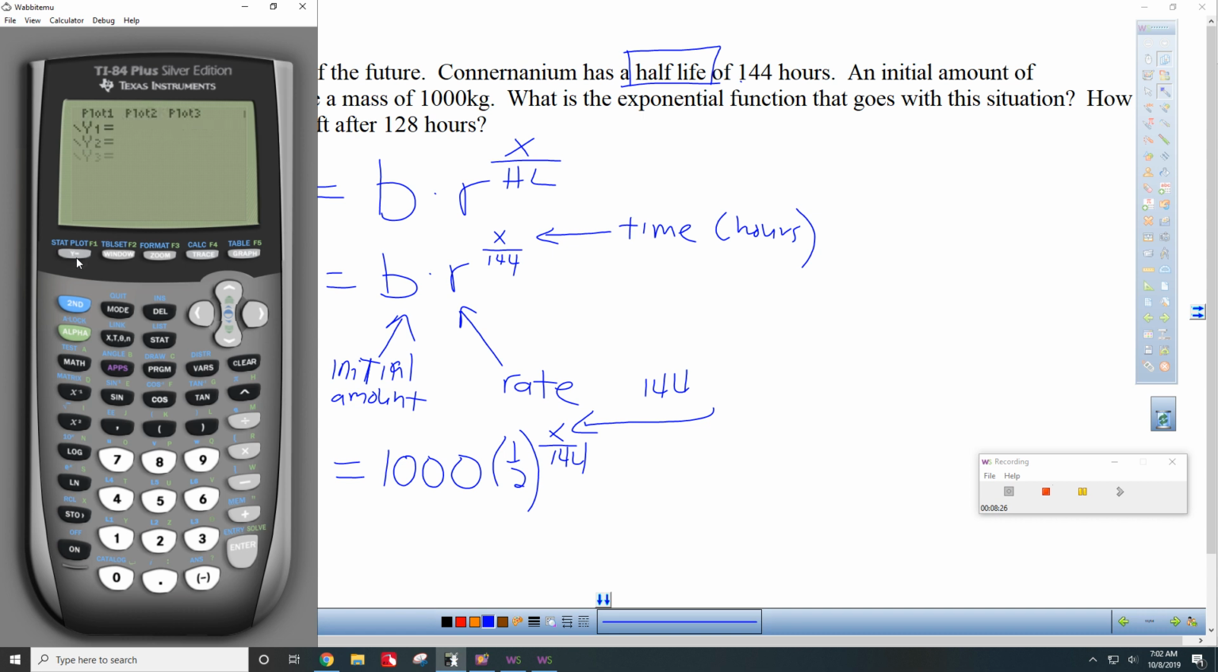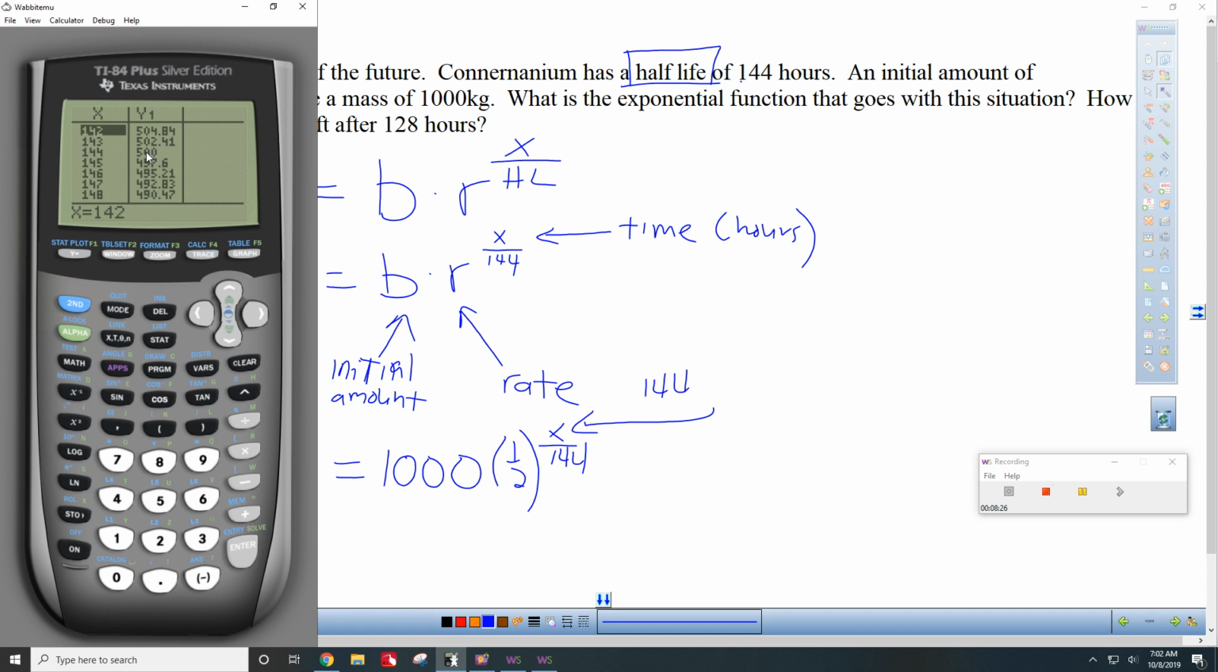If we type in y equals 1,000 times 0.5 to the x divided by 144. Okay? Let's look at the table. You can see that it is decreasing. And if we jump ahead, it's decreasing slowly, as you know, decay often does. If we go to table settings, and start at 144 and look at what happens, boom, there you can see. We've gotten to 500 kilograms after 144 hours.